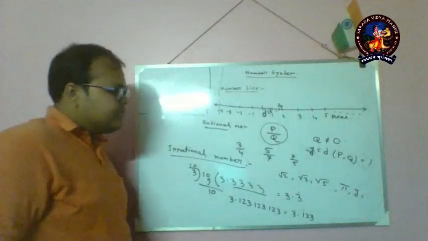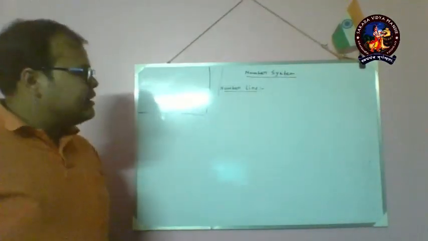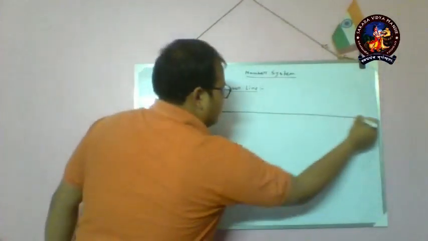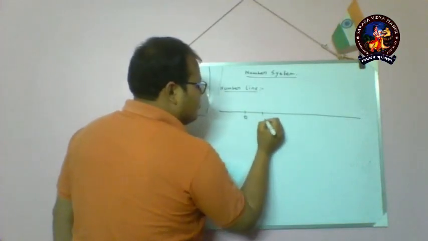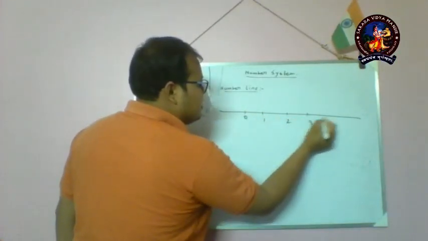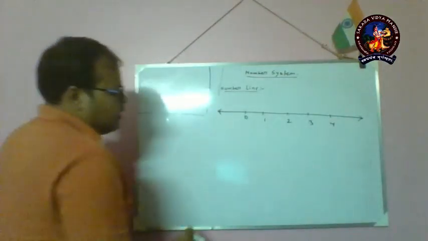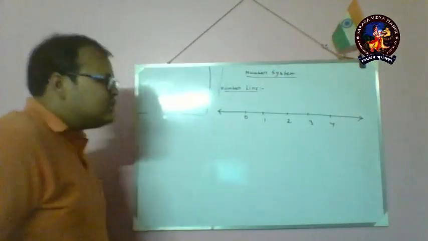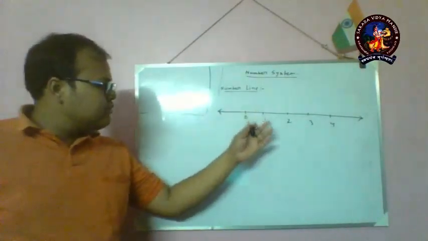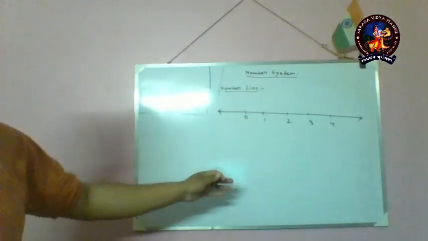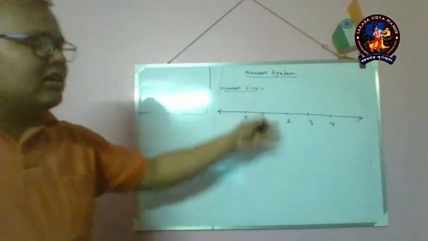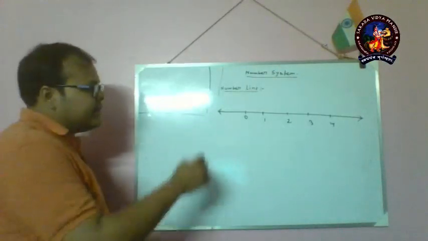Okay, now we want to find the irrational numbers in the number line. 0 is here, 1, 2, 3, 4. The negative parts are also there on the left side, but it's not required now. Suppose first we want to plot the number root 2, which is irrational. We want to plot it on the number line. So where will this root 2 be?